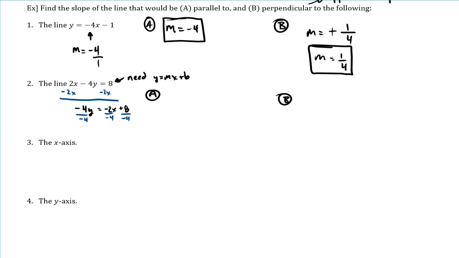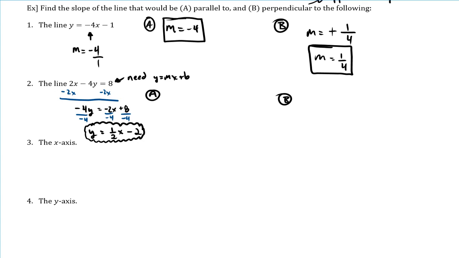And then that way we get y all by itself. So we'd have y equals negative 2 divided by negative 4, which would be positive 1/2. And then x is attached, and 8 divided by negative 4 would be minus 2. Okay, so let me cloud this one.